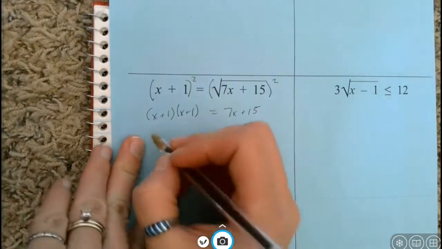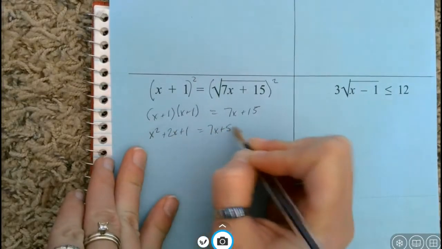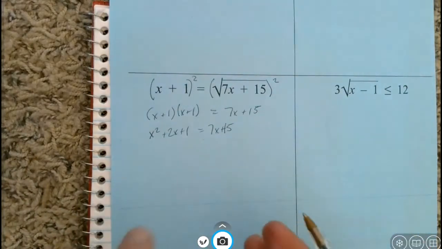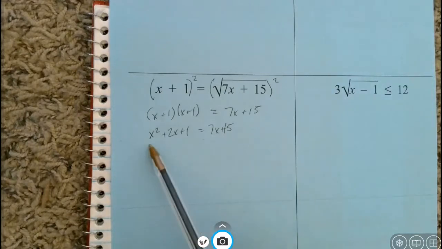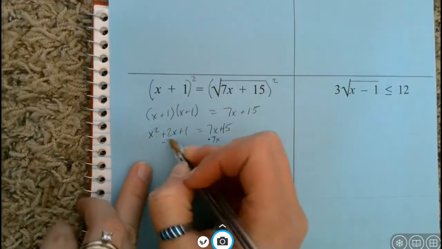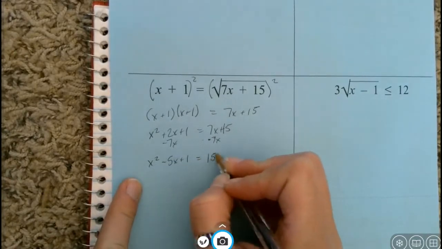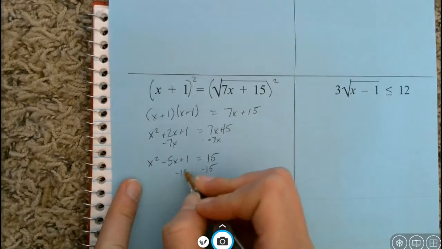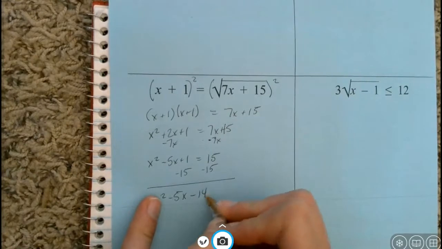Okay, so I have to actually multiply that out, which ends up being x squared plus 2x plus 1 equals 7x plus 15. Now we're going to end up with a quadratic, right, because I have an x squared. So I want to go ahead and get everything over to one side of my equal sign. I like to get it over to where my x squared is, just to keep things simple. So I am going to subtract my 7x. So I end up with x squared minus 5x plus 1 equals 15. Then I subtract my 15. So x squared minus 5x minus 14 equals 0.